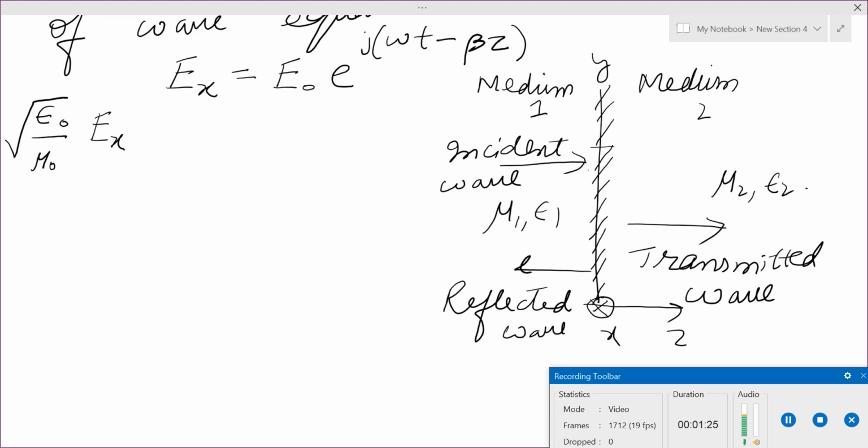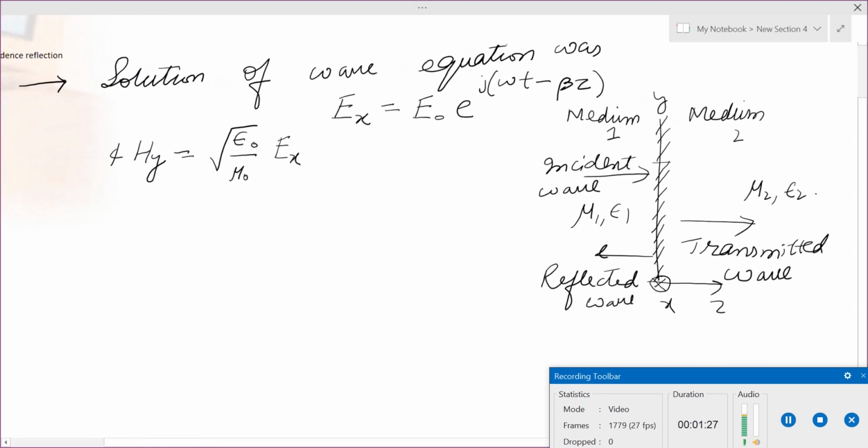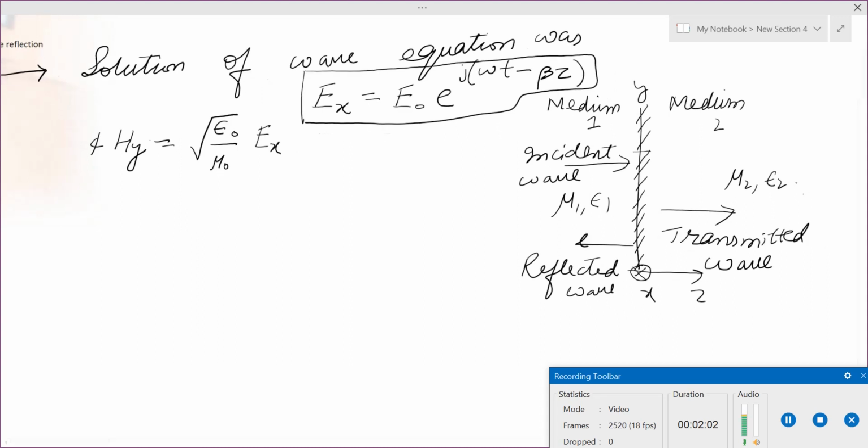Okay, now we know the solution of the wave equation, which we derived in the last class based on our previous analysis of wave equations. It was of this form: e to the power j (omega t minus beta z), which is the electric field component along the x-axis, and then the magnetic field component we assumed is along the y-axis, and that is given by 1 over root of mu naught by epsilon naught times E x. And of course it is a transverse electromagnetic wave, hence the propagation direction is along the z-axis. So that is what I have drawn here.